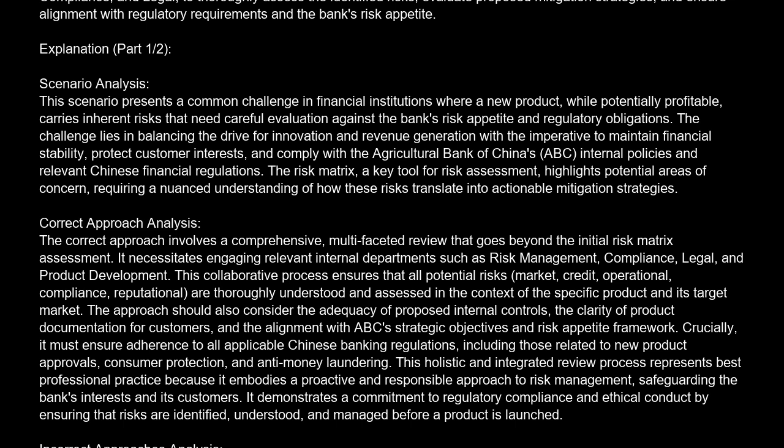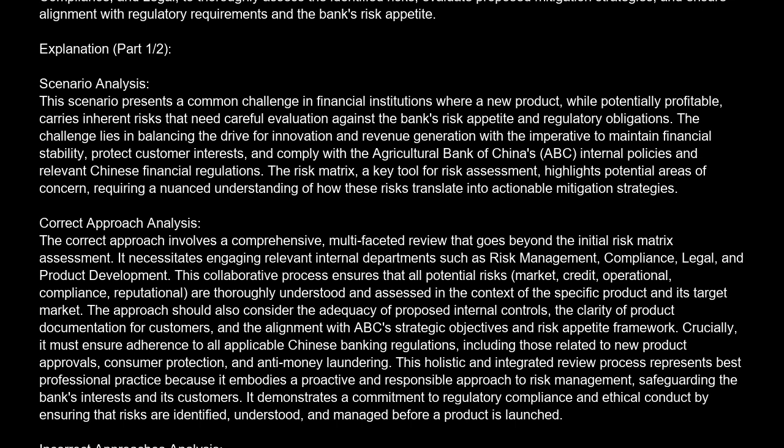The approach should also consider the adequacy of proposed internal controls, the clarity of product documentation for customers, and the alignment with ABC's strategic objectives and risk appetite framework. Crucially, it must ensure adherence to all applicable Chinese banking regulations, including those related to new product approvals, consumer protection, and anti-money laundering. This holistic and integrated review process represents best professional practice because it embodies a proactive and responsible approach to risk management, safeguarding the bank's interests and its customers.